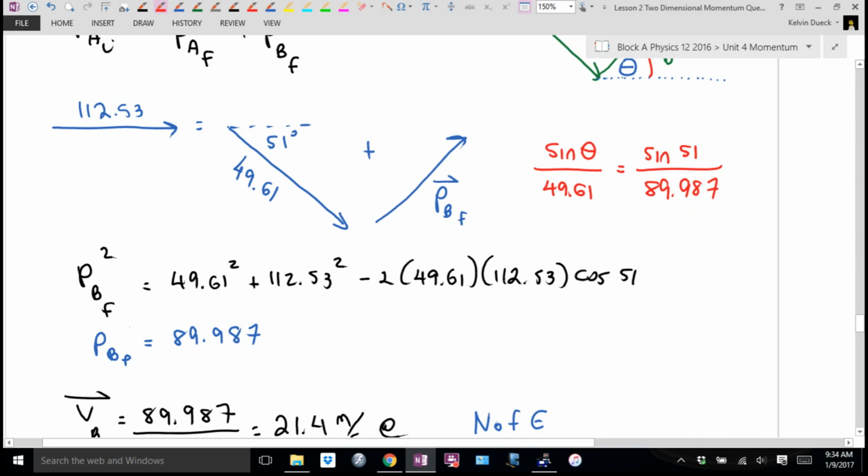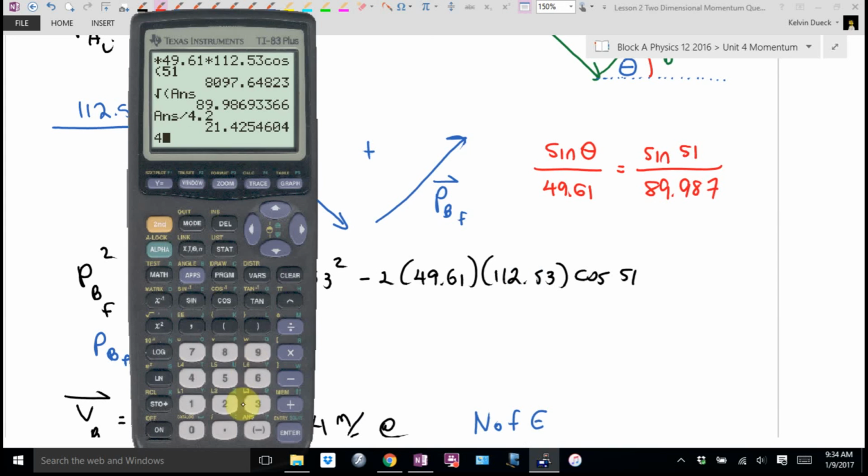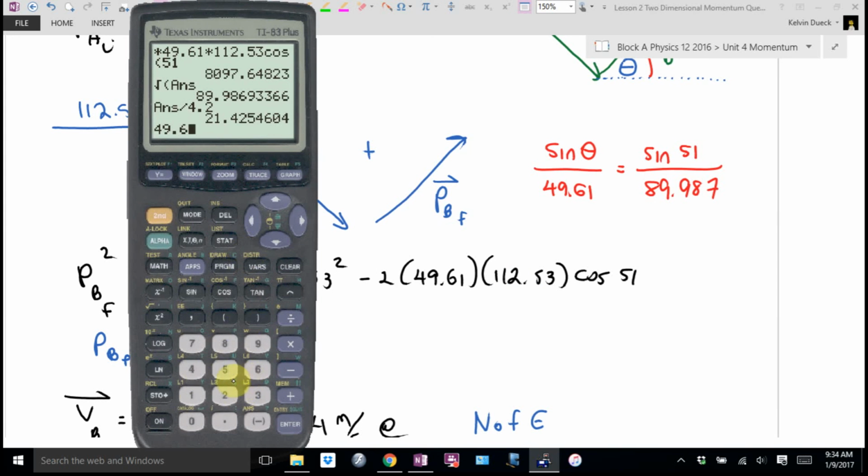Get the sine theta by itself. It's going to be multiply the 49.61 over. It's going to be 49.61 times sine of 51 divided by 89.987. Shift sine of that. And yeah, the cosine law I think would work there too, but I have to double check. 25.4 degrees.